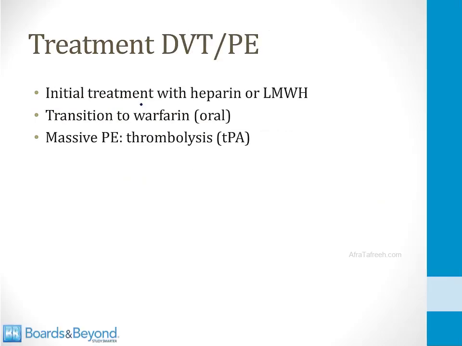In general, the treatment of deep vein thrombosis and pulmonary embolism is with anticoagulants. I talk about all these drugs in the hematology section. Initially, treatment is usually begun with heparin or low molecular weight heparin. These drugs are rapid acting. Patients are then transitioned over to oral therapy with warfarin. And in the case of a massive pulmonary embolism, especially in patients with shock, sometimes thrombolysis with tissue plasminogen activator is used.